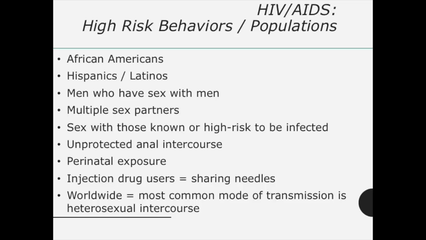When we talk about our high-risk populations, we think about African Americans, Hispanics, and then men who have sex with men, multiple sex partners. This is heterosexual or homosexual. So sex with those known to have HIV or at a high risk to be infected. Unprotected anal intercourse, perinatal exposure, injection drug users, so sharing needles. And then worldwide, the most common mode of transmission is actually heterosexual intercourse.